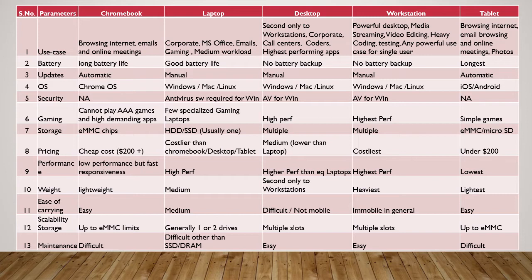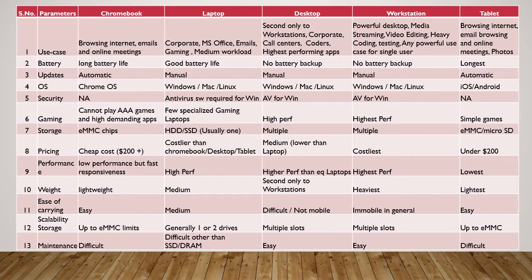Now the latest laptops are very slim, very easy to carry, and their weight is also very low. If we talk about the desktops, they have a medium weight, and they are second only to workstations. They are also heavy, and workstations are the heaviest. They require a lot of space, and we cannot carry them easily. And the tablet is the lightest one. They use the least hardware inside them, and that is why they are mobile and easy to carry.